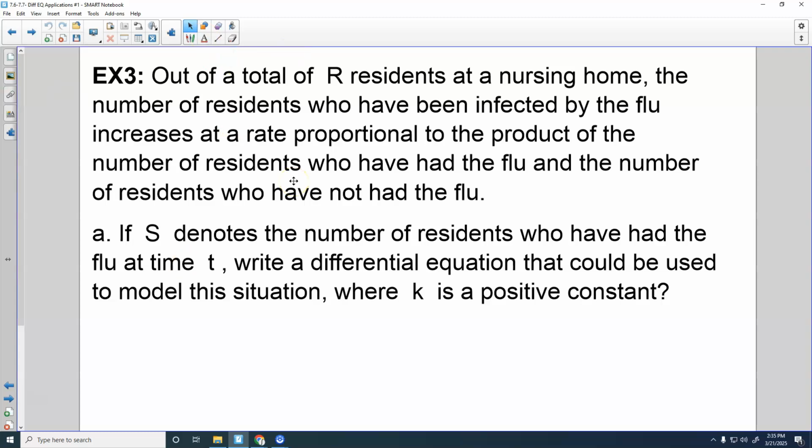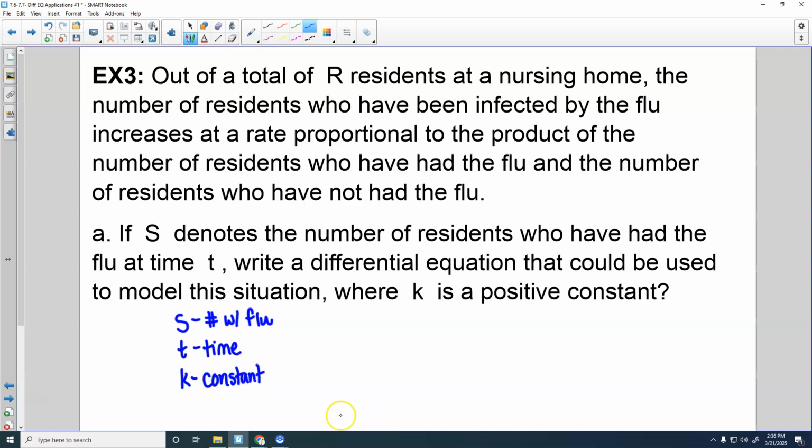But this is not really asking you to solve a differential equation. It's asking you to write the differential equation, which we pretty much did some of at the very beginning, in that very first part of this unit. So it's just really reading and interpreting what it's talking about. It's important to know what your variables mean. So S is the number with flu, and T is our time, and we are supposed to write a differential equation where K is a constant value.